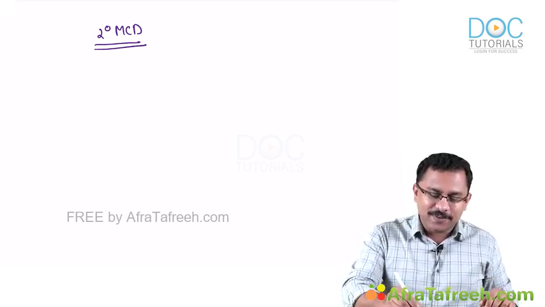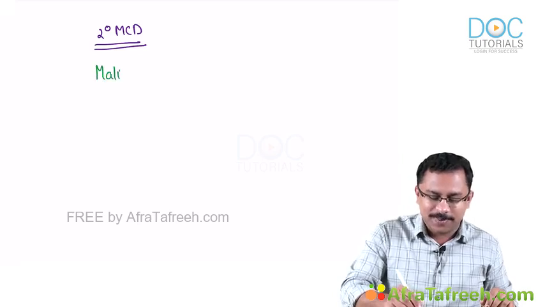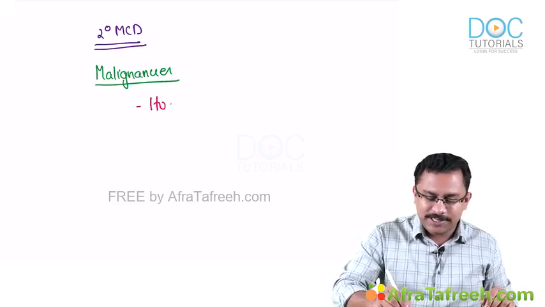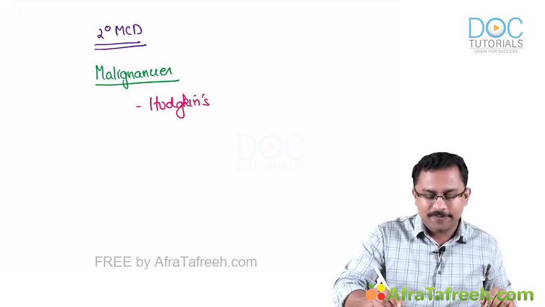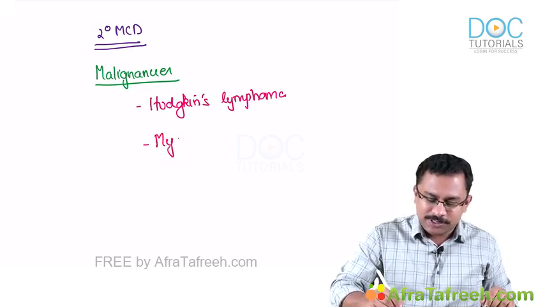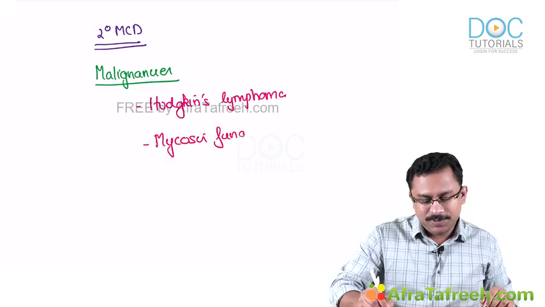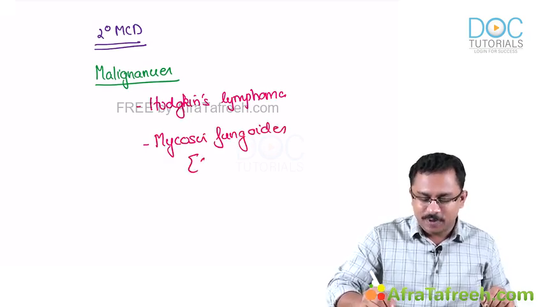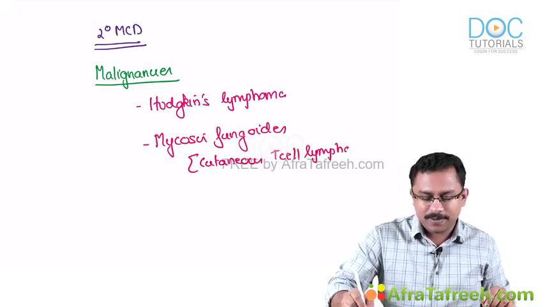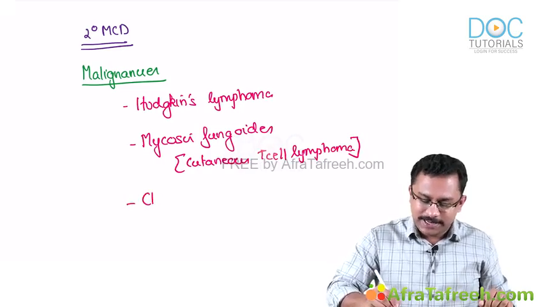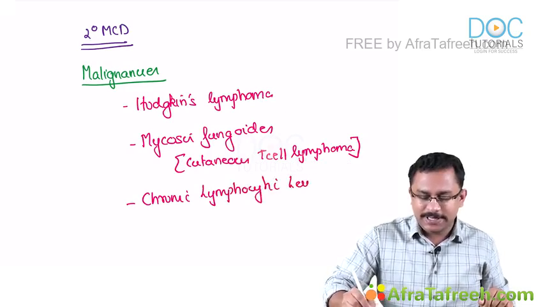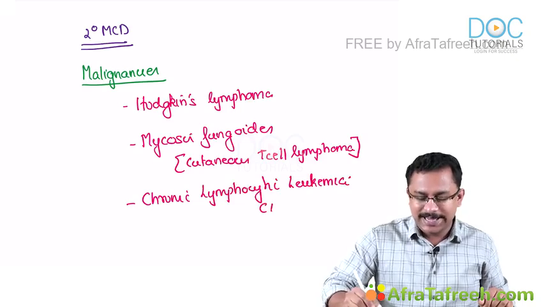See, it may be a part of malignancies. That is, it may be a part of Hodgkin's lymphoma. It may be a part of mycosis fungoides, which is a cutaneous T-cell lymphoma. And also you may get this in chronic lymphocytic leukemia, which is your CLL.